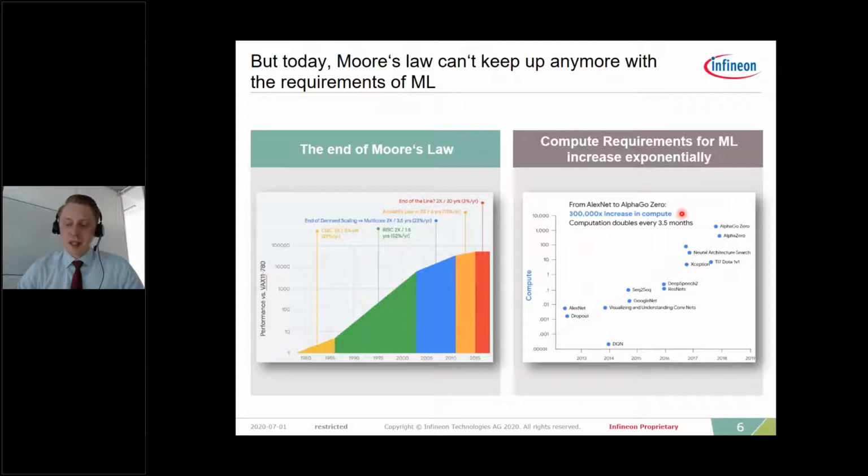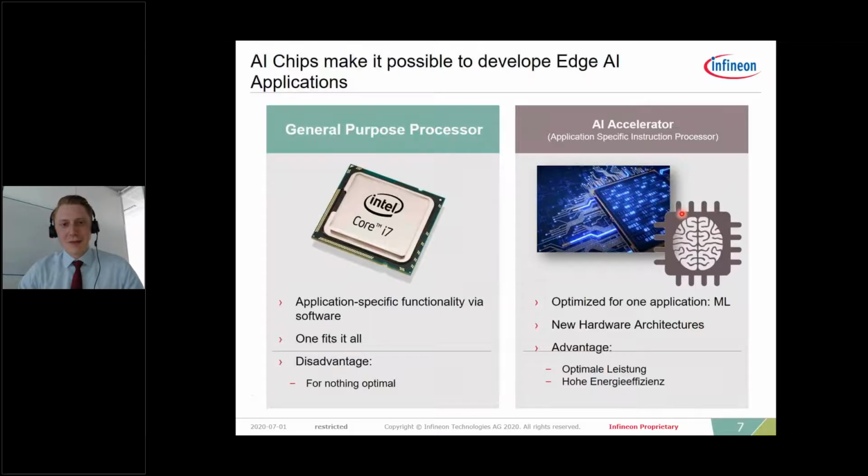But this is extremely expensive, and from an energy point of view really not optimal. So it's nothing that can go on like this. It's not sustainable. Amazon cannot double their data centers now every 3.5 months. This is not an option. And this is why we have a problem. And this is where AI chips come into the game.